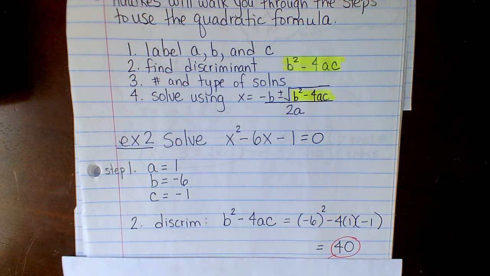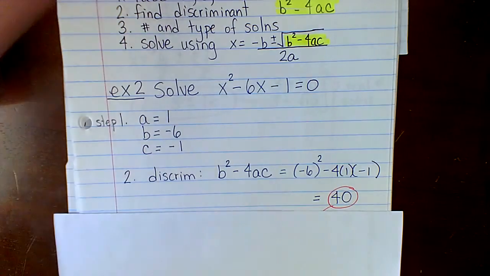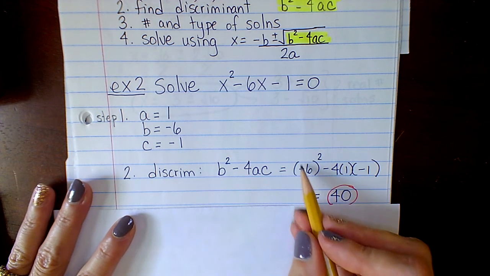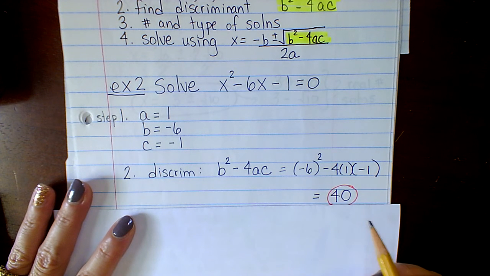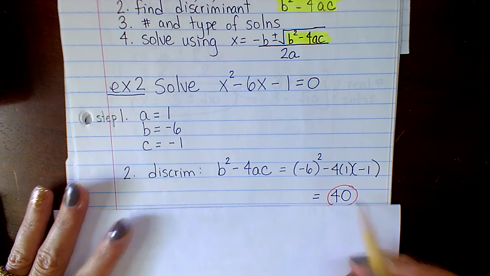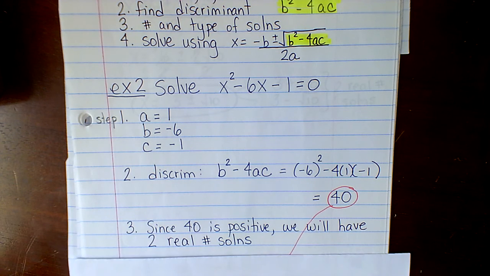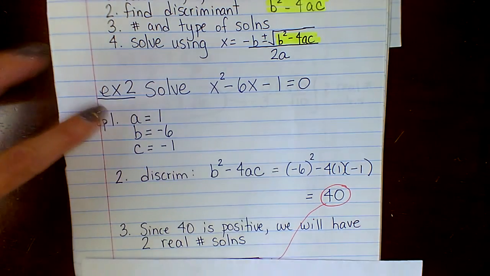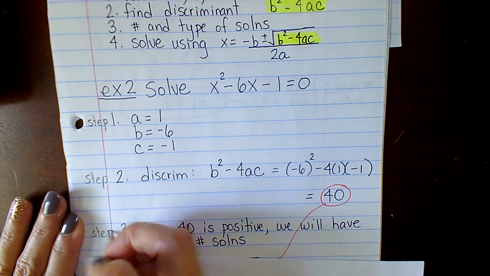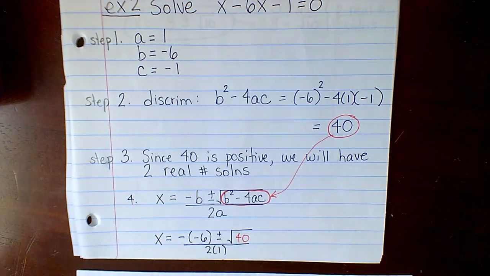Step 2, find the discriminant. Okay, we're familiar with this. We just did that. This is just a bunch of plug and chug. Remember, B is negative, so make sure you square that entire thing. So we get 40. That is positive. Positive discriminant means 2 real number solutions. All right, so steps 1, 2, and 3, nothing new. That's exactly what we just did in the last one. So this is the new stuff.